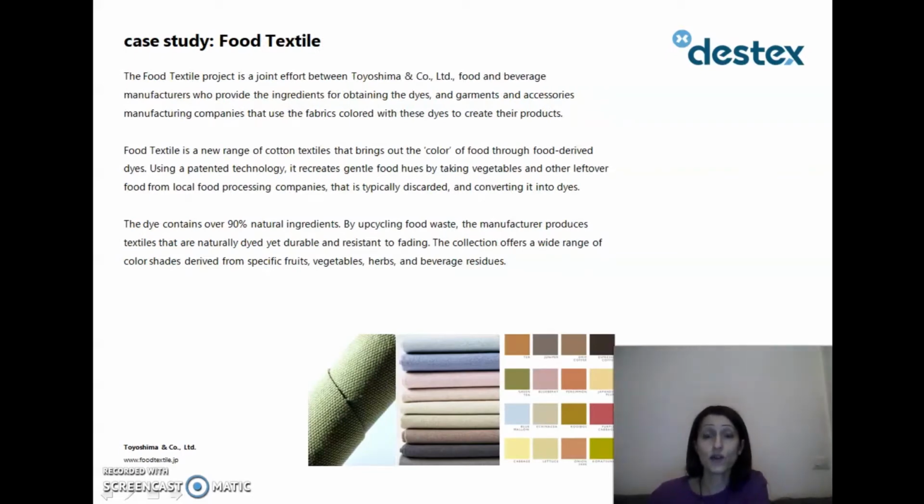This new range of cotton textiles brings out the color of food through food-derived dyes. Using a patented technology, it recreates gentle food hues by taking vegetables and other leftover food from local food processing companies that is typically discarded otherwise and converting it into dyes. The dye contains over 90% natural ingredients.